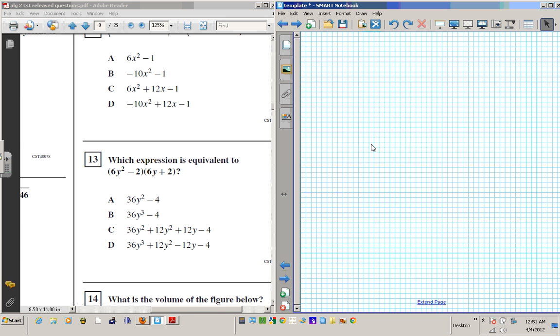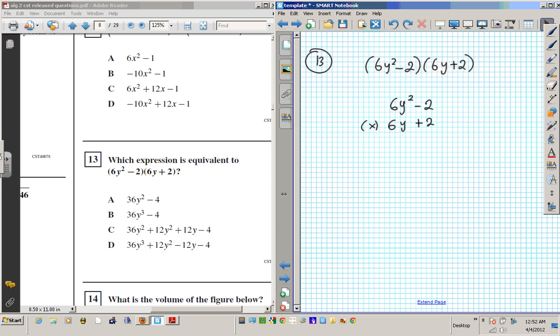It says, which expression is equivalent to 6y squared minus 2 times 6y plus 2. So this one you can just distribute or FOIL it out to get the product. You could do that and then combine like terms, or you can just line it up vertically and multiply. Whichever method you want. I like to do it vertically. So 6y squared minus 2 times 6y plus 2. I'm going to make sure that like terms are placed in the same column.